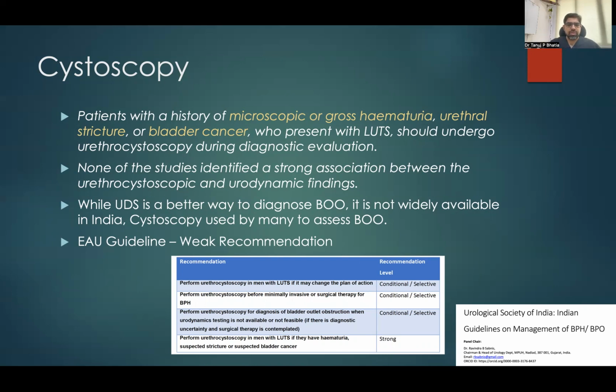From EAU, there is a weak recommendation to do cystoscopy in initial assessment. In the Indian guidelines, there is a conditional recommendation to perform cystoscopy if it may change the plan of action, to perform cystoscopy before any planned surgical therapy, and to perform cystoscopy for diagnosis of bladder outlet obstruction when UDS is not available in the facility or in the neighboring centers. And there's a strong recommendation to perform cystoscopy in men with LUTS if they have hematuria, suspected stricture, or suspected bladder cancer.